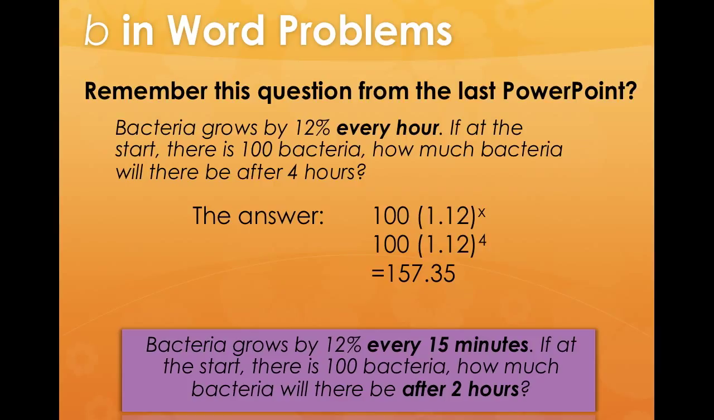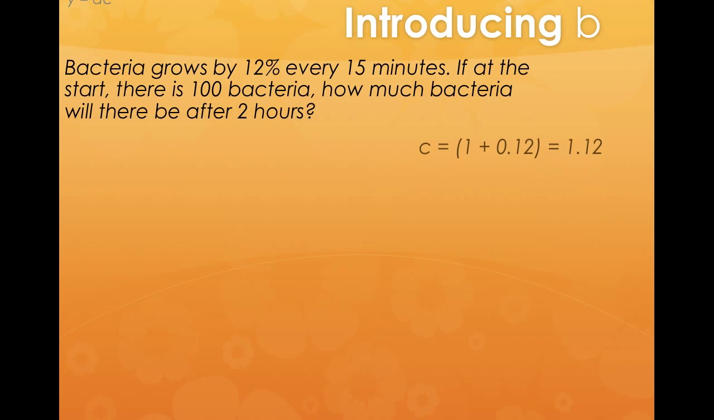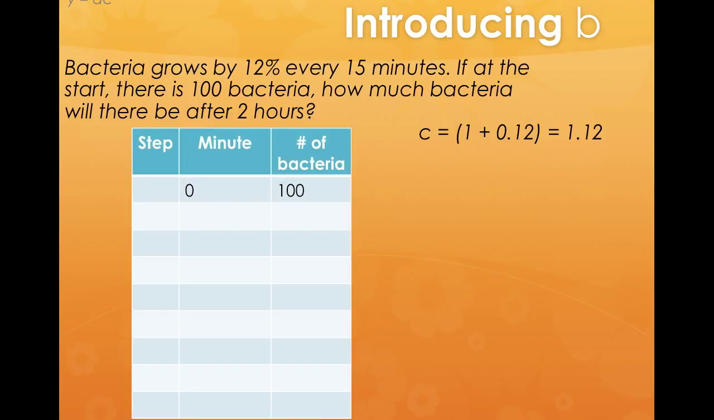If at the start there's 100 bacteria, how much bacteria will there be after 2 hours? In this question, bacteria grows by 12% every 15 minutes, so it's increasing. So our C is going to be 1 plus the percent over 100, which is 0.12. So C is just 1.12, the same thing as the last PowerPoint. This is where it gets more complicated.